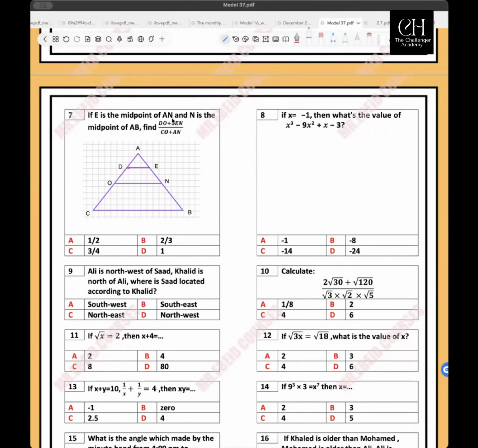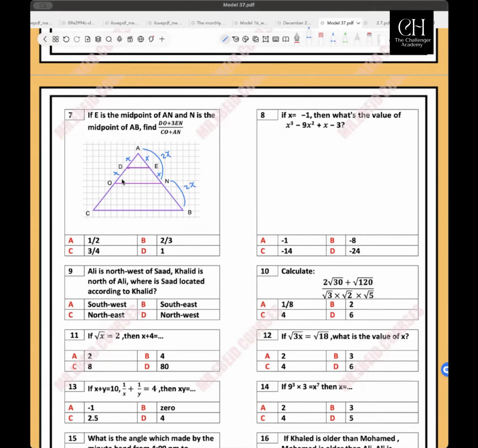plus AN. Now we have E is the midpoint of AN. The meaning of midpoint, it lies at the middle between A and N. So if this part is X, this part also is X, and this is X, and this is X. And also we have N at the midpoint of AB. N, the midpoint of all of AB, it means it lies at the middle of AB. So all of this distance equals all of this distance. All of this distance is 2x. So all of this distance also is 2x.